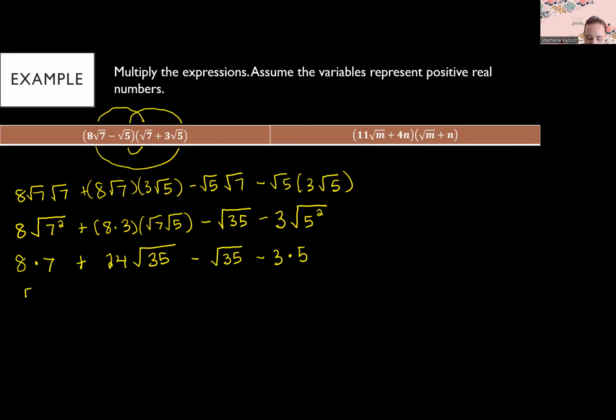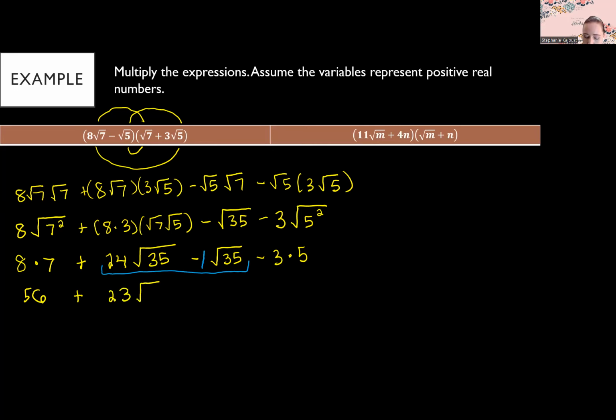So 8 times 7 is 56. I have plus 24 square root of 35 minus square root of 35. So those are like terms because they both have square roots that are the same thing, same number inside there. So those are like terms. These we can do subtraction for. And so you assume there's a 1 in front of the radical if there isn't a number there. So what you do when you combine these is you take the whole number parts that are outside and you do the math. 24 minus 1. So that gives you 23.